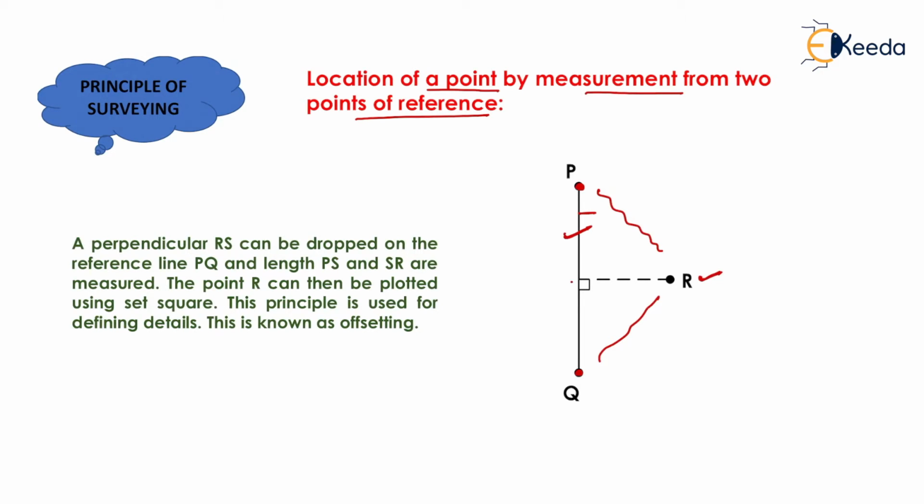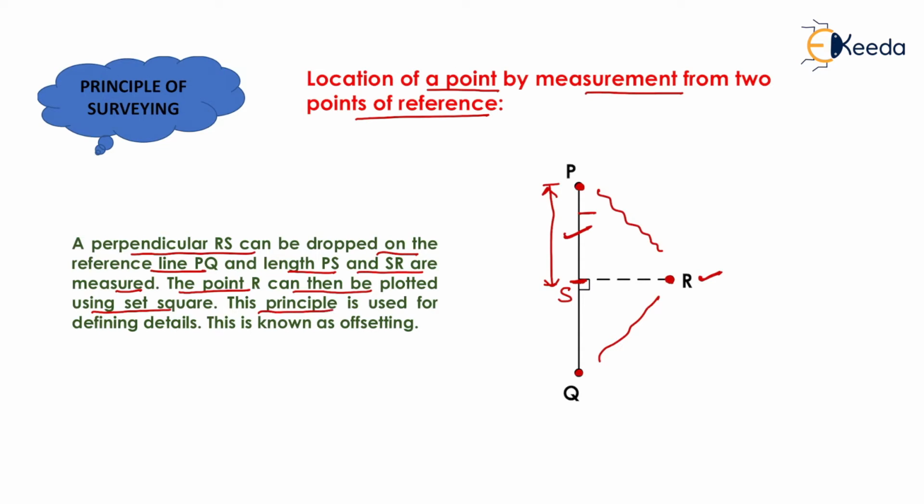Now when we get a perpendicular offset which will intersect the point R, then we will stop at that point and we will measure the distance from station P. Suppose that this station is S, so we will measure the distance PS and we will plot it on our sheet, and we will measure the distance SR also and we will plot this on our sheet. So a perpendicular RS can be dropped on the reference line PQ, and lengths PS and SR are measured. The point R can then be plotted using a set square.